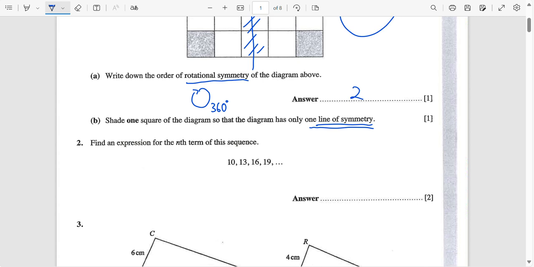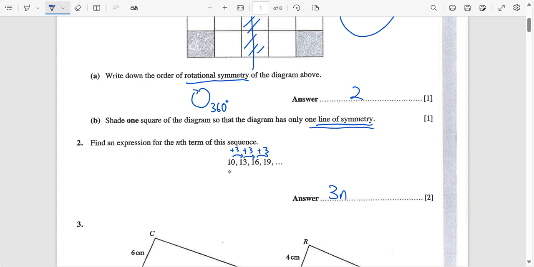Find an expression for the nth term of the sequence. Okay, so let's look at what's the difference. So going to the next term, you plus 3, right? So you know that every term you have to add a 3. Okay, so when you have multiples of 3, you just write down 3n. Okay, that will give you 1 mark first.